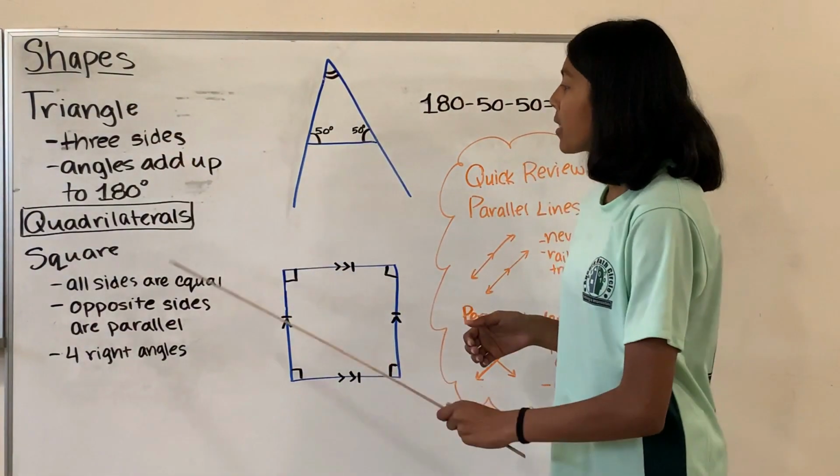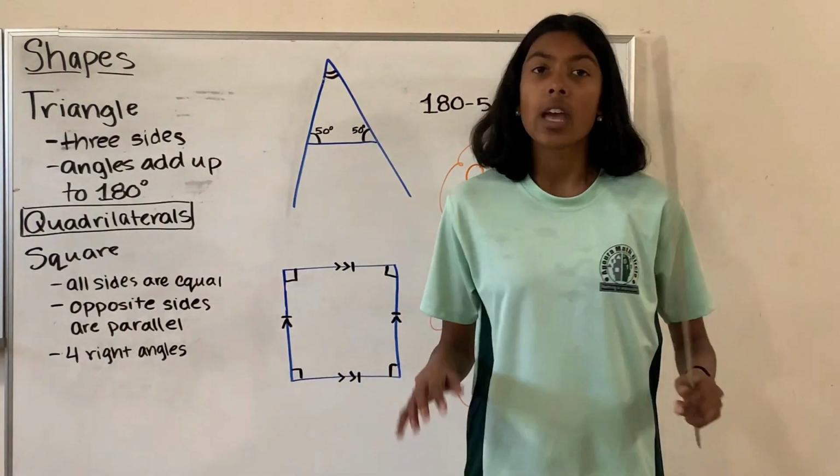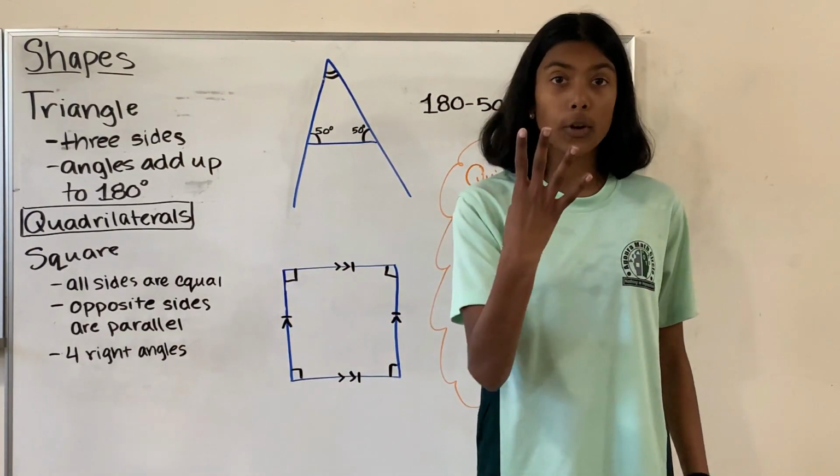Moving on. We then have lots of different shapes that are all called quadrilaterals. And these quadrilaterals are basically any kind of shape that has four sides.